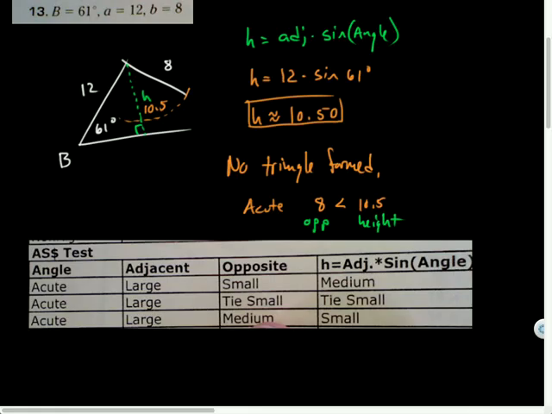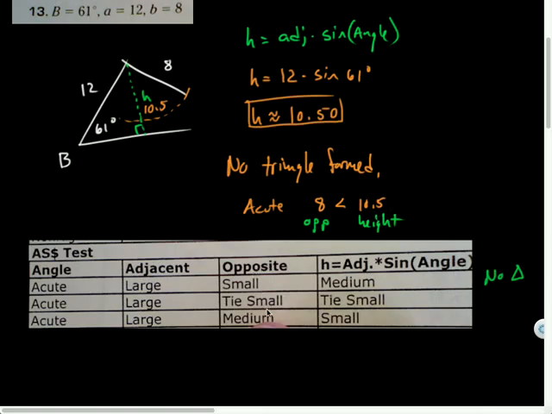So let's analyze this situation. I knew it was one of the first three because the adjacent was the largest dimension, and that's what I had here. Now the question is, how did the opposite, the 8, compare to the height? That's what we're analyzing here. I've got the formula here, adjacent times sine of the angle. We found out that our opposite was the smallest of them, the height was the medium length, and the largest length was the adjacent. And next to this on the chart, it would say no triangle.